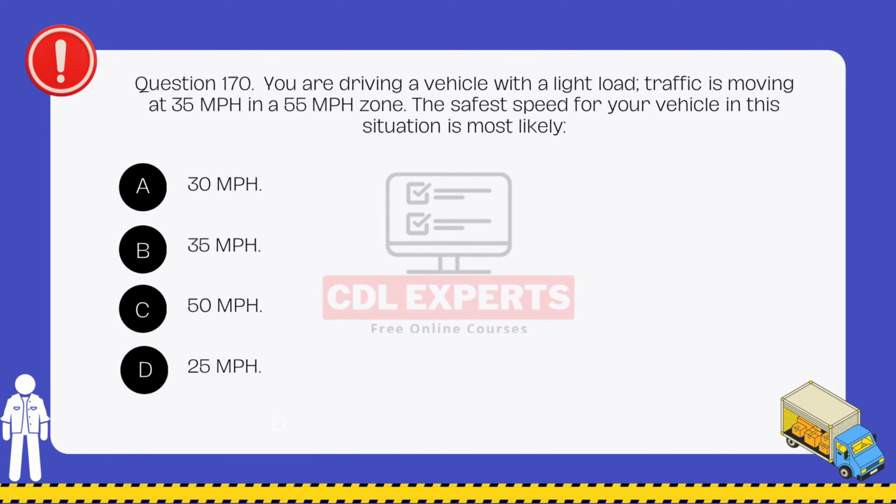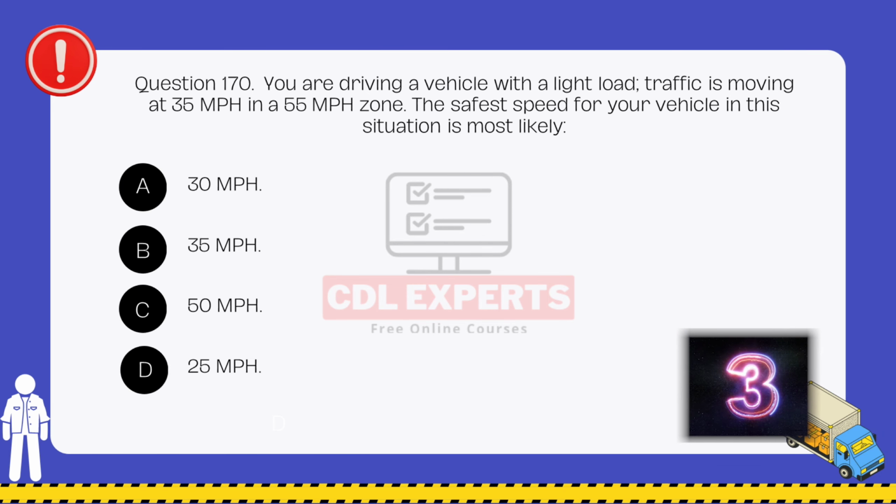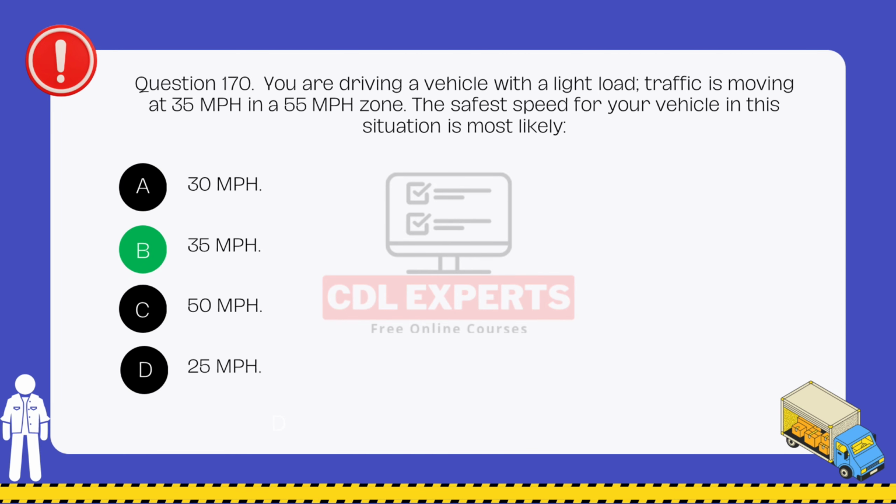You're driving a vehicle with a light load. Traffic is moving at 35 miles per hour in a 55 miles per hour zone. The safest speed for your vehicle in this situation is most likely 30 miles per hour, 35 miles per hour, 50 miles per hour, 25 miles per hour. The correct option is B.